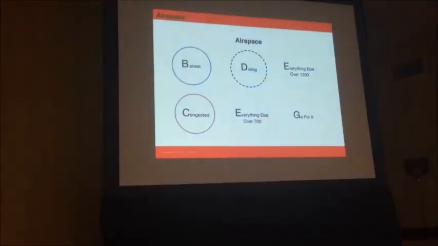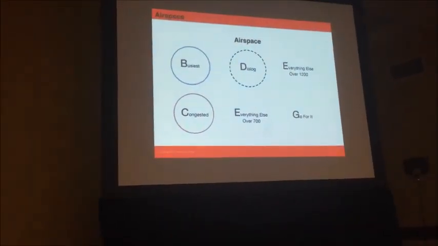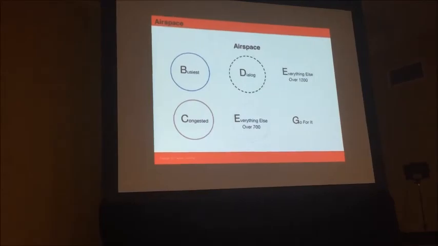Now this is where it gets complicated. Class E is everything that's not A, B, C, or D, and is over either 700 or 1,200 feet, depending on where you are.